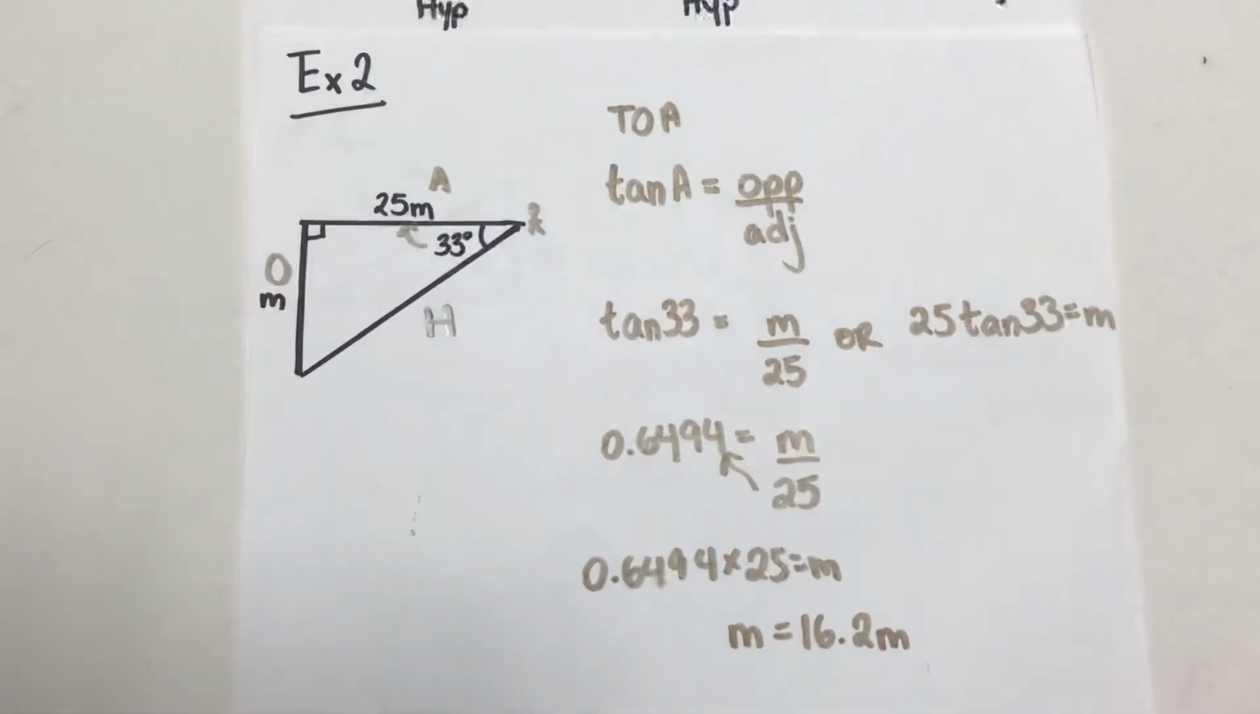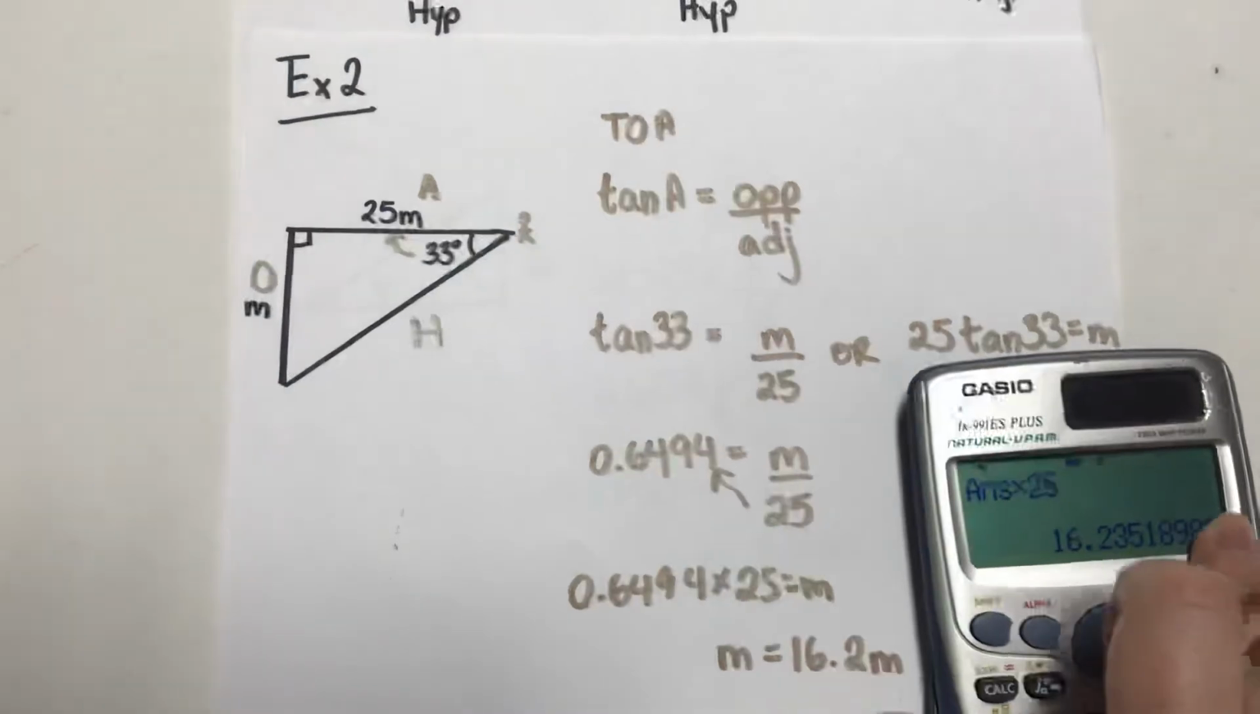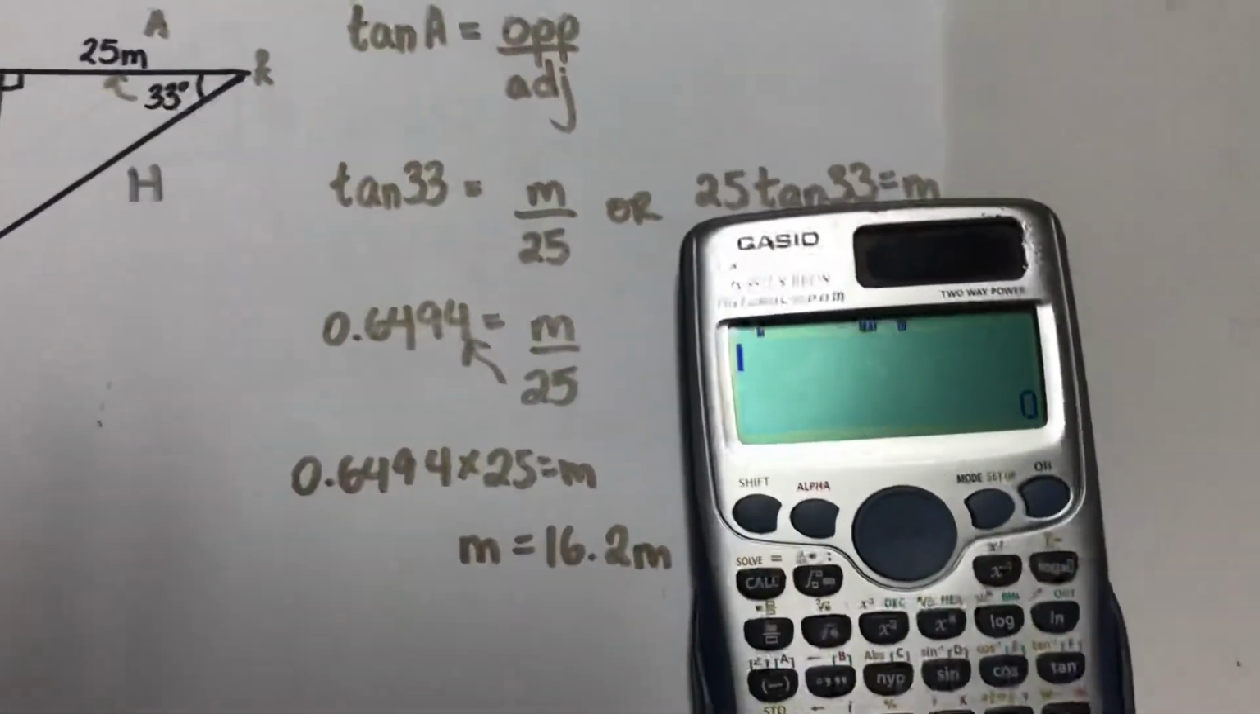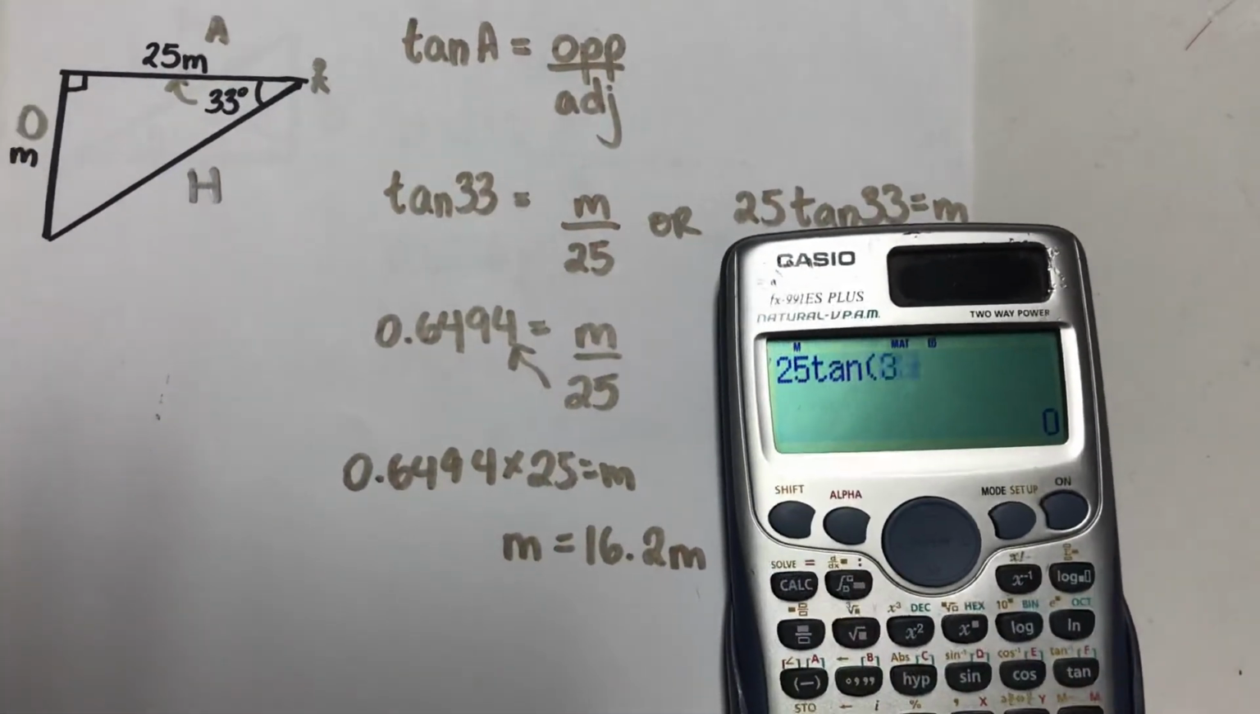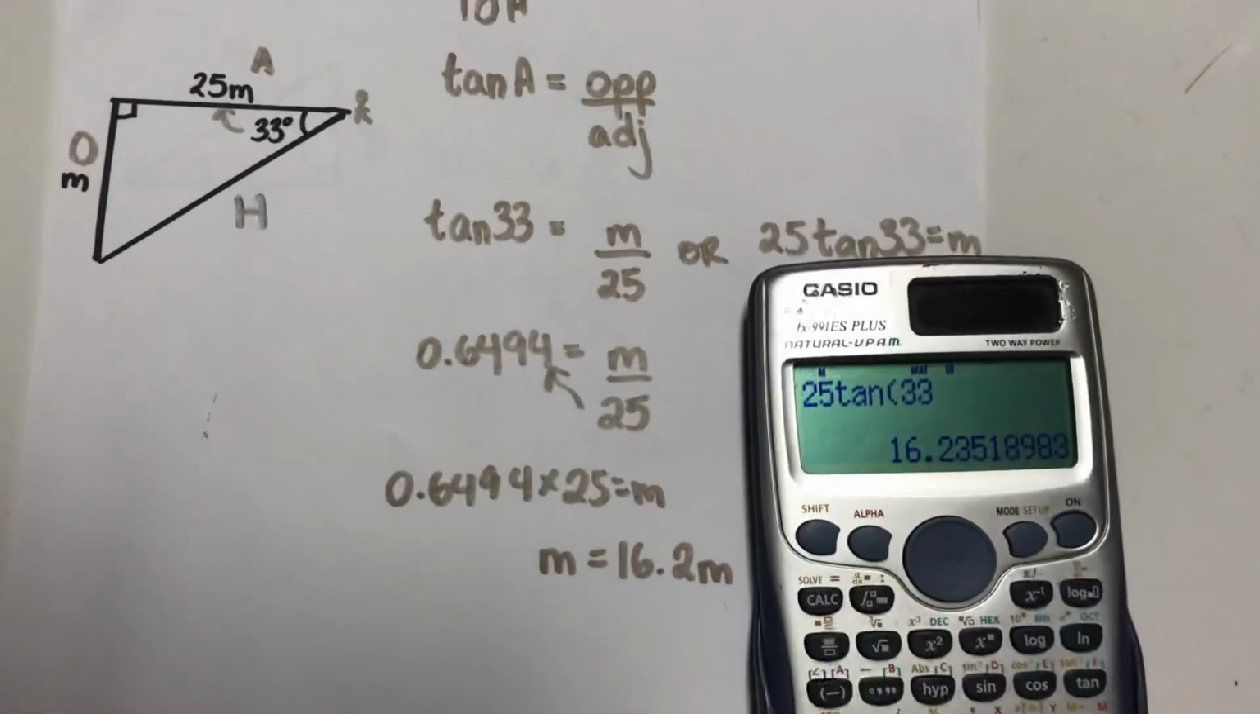If I had put this whole thing into the calculator, that would have been 25 tan 33, and that would have given me the same thing, 16.2.